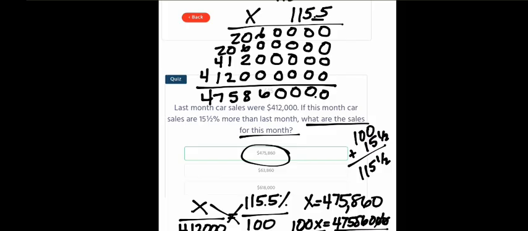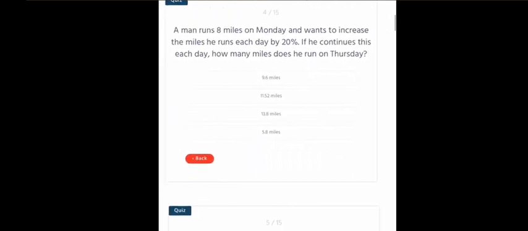I hope you got it. What makes this question challenging is this big old multiplication right here. Otherwise, once you know that if it's going to be a percent more than the original, you add it to 100, these questions become easy, okay? All right, move on to number 4.